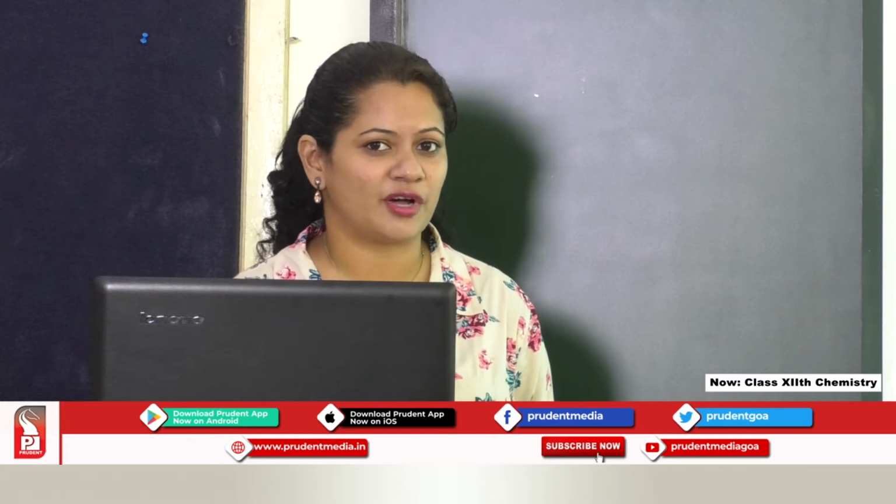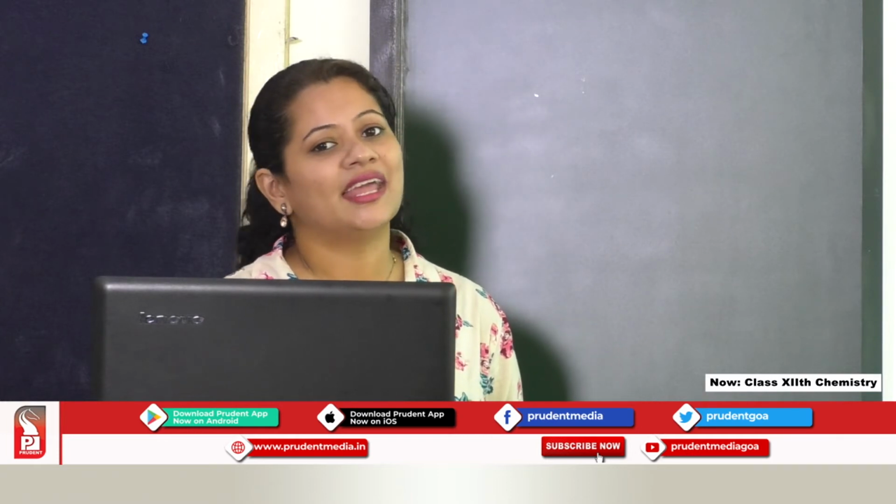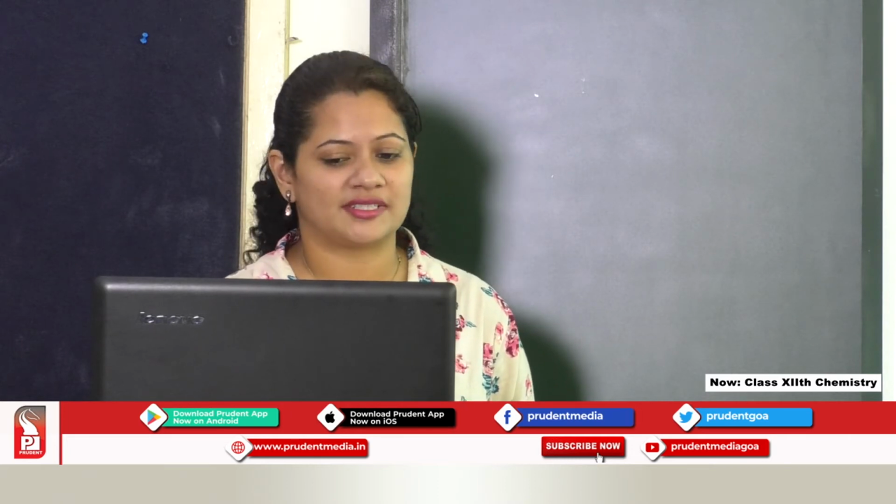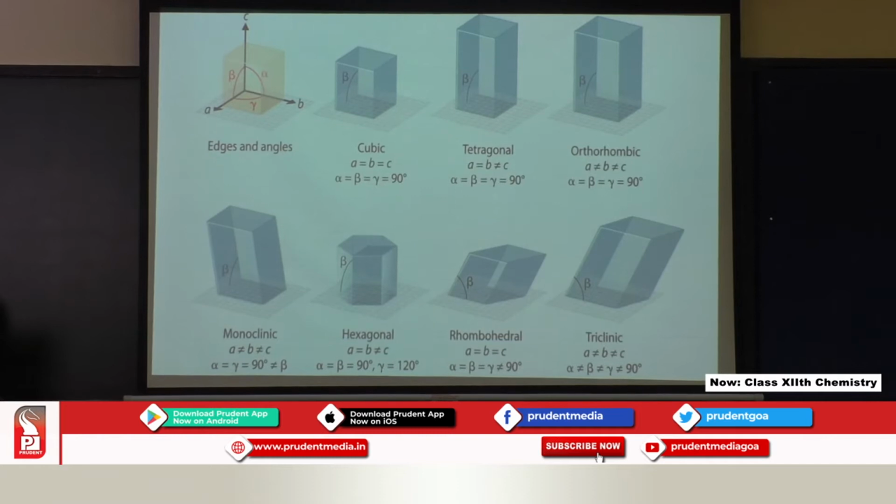All crystals which are found in nature crystallize in any one of the 7 basic geometrical figures, and these are called crystal systems. Let's go ahead and see the 7 crystal systems in detail. As we have discussed earlier, these are all characterized by 6 parameters, that is 3 edges a, b, c and the angles alpha, beta and gamma. The 7 crystal systems are cubic, tetragonal, orthorhombic, monoclinic, hexagonal, rhombohedral and triclinic.